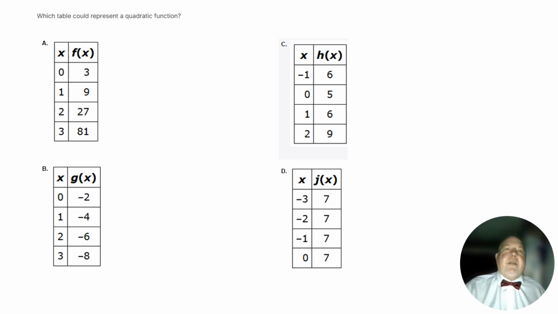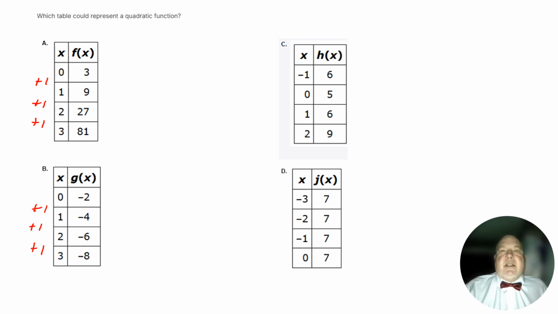In this question, we're being asked which of these tables could represent a quadratic function. All right, so the first thing that we want to do here is look at the change in the x values and make sure that those are constant. So on A here, this goes +1, +1, +1. That's good. On this one, it's +1, +1, and +1. So again, I'm just making sure that the change in the x values is constant. Otherwise, we'd have to treat this a little bit differently.